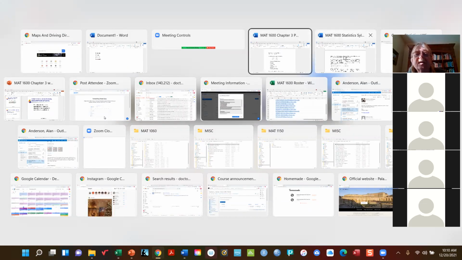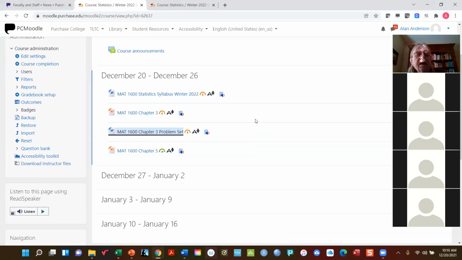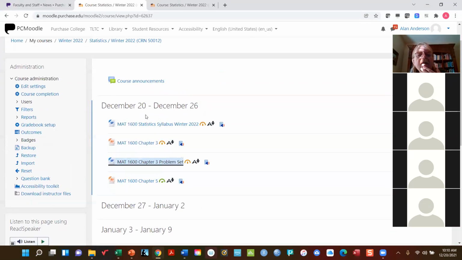So what else do we need to know? Let's go back to Moodle for a second. And as you can see, like everyone else, I have way too much stuff open, so I can't find anything. There we go. All right, so now you notice here I have our syllabus. I have the first chapter that we'll be covering, which is chapter 3, and chapter 5 is next.